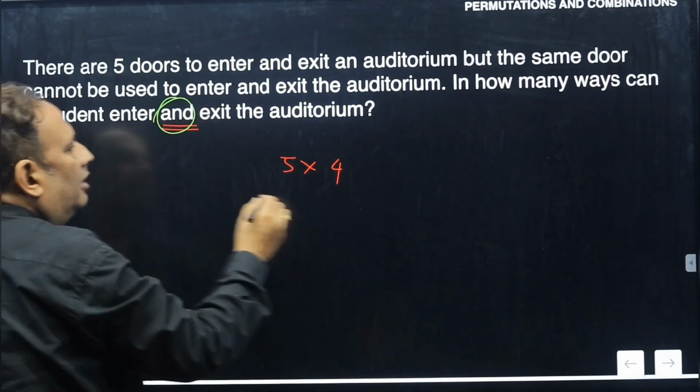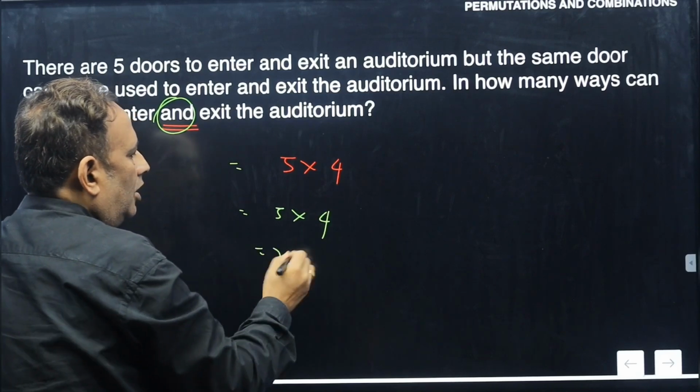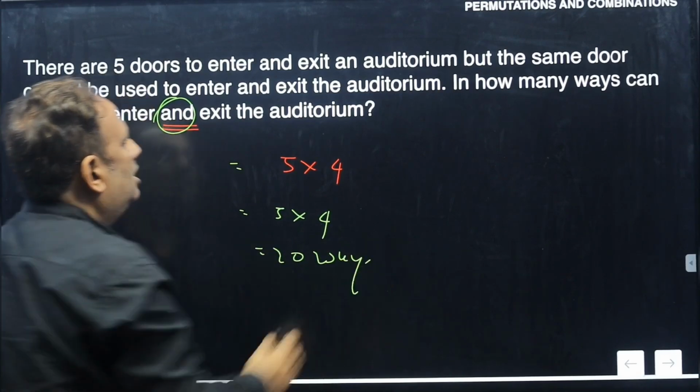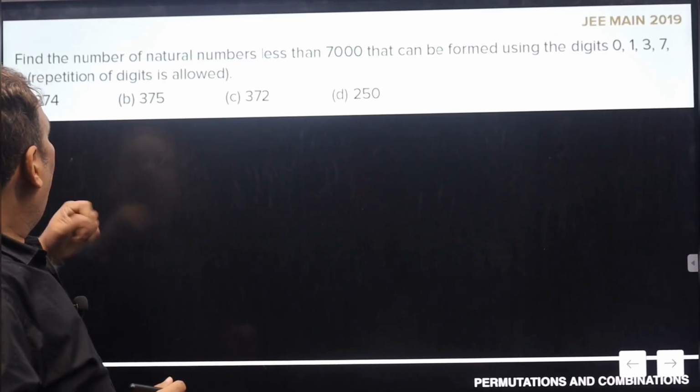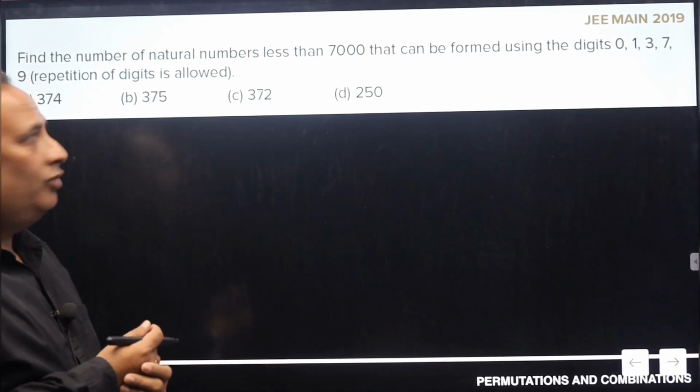Due to this and word, the answer will be total number of ways as 5 into 4, that is 20 ways, and that's the answer. Okay, so let me take another question, that is JEE Main 2019 question.